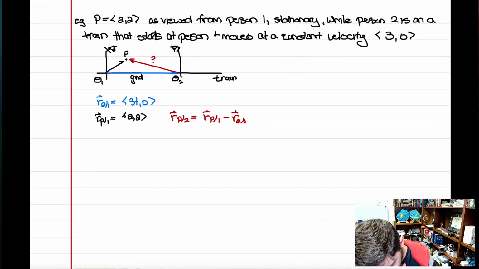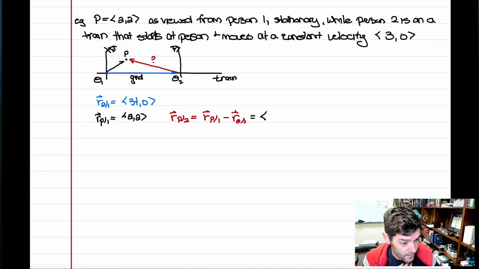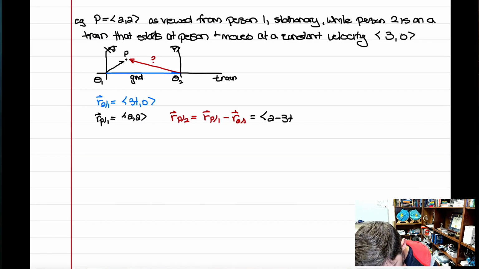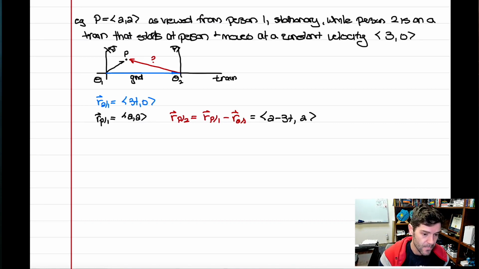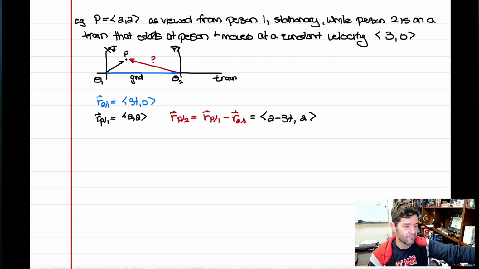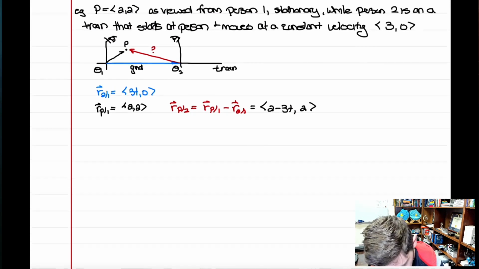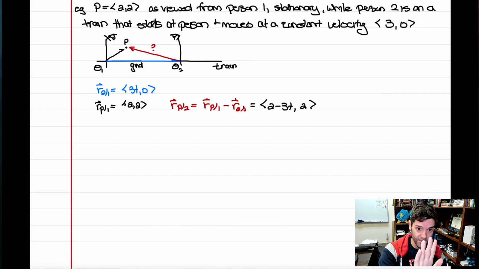Given these two vectors, it looks like then it's going to be 2 minus 3t, and then 2 minus 0, or just 2. So the position, again, when t is 0, is 2, 2. Then as t gets bigger, the x-coordinate gets more and more negative. I have to look more and more to the left from the train, right? Thinking if I'm standing on the train, the particle looks like it's moving to the left, even though the train is moving to the right.